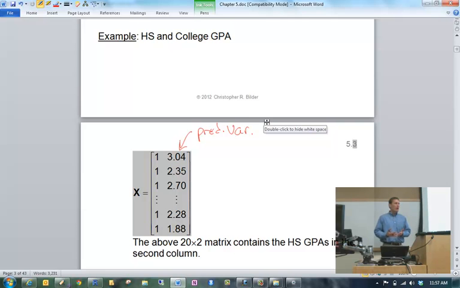You might be thinking, why do we put a column of ones there? Well, just stay tuned. It will make sense. We probably won't get into it today, but it will make sense on Thursday why that's a column of ones. And so our X matrix, which contains our predictor variable values and this column of ones, for this particular case is a 20 by 2 matrix, 20 rows, 2 columns.